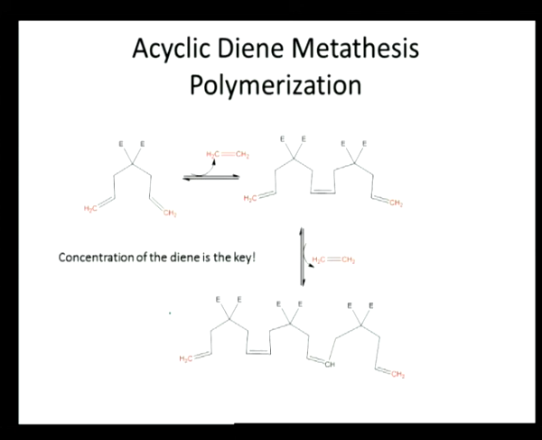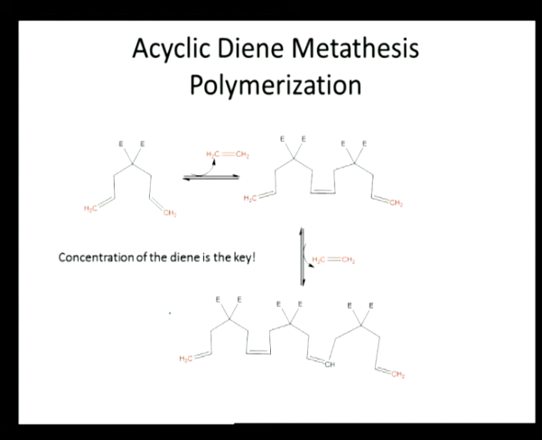How do you push the reaction? The same reactant has been used for 3 different reasons. One is to do ring opening metathesis, another is to do ring closing metathesis, another is to do acyclic diene metathesis polymerization. So, here the concentration of the diene is a key.